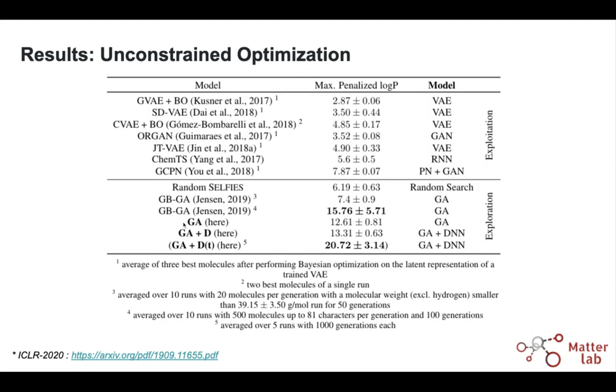Now, we can view our performance on the penalized log p objective. The goal was to just maximize this objective. Here, with the genetic algorithm, we have 12.6. The genetic algorithm with the discriminator for a fixed beta, we have 13.3. And this is the time-adaptive genetic algorithm, where D of t indicates a time component, with 20.72. Essentially, there's no saturation here, and so the algorithm keeps exploring.